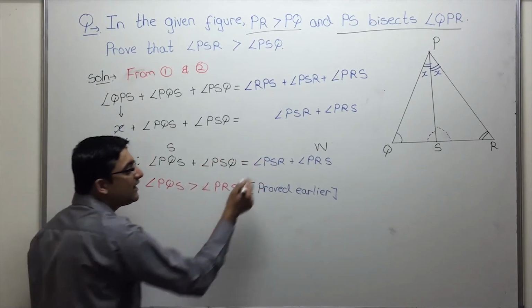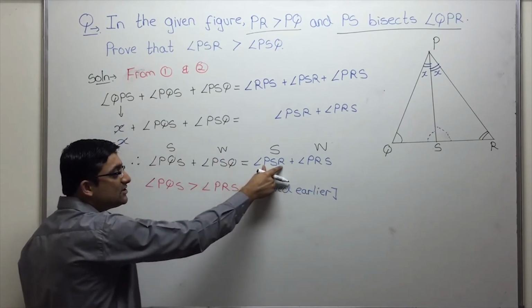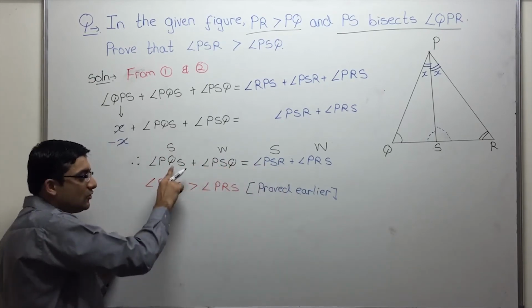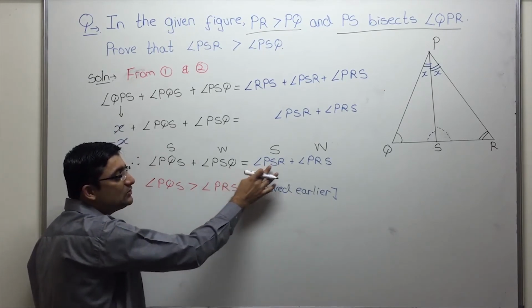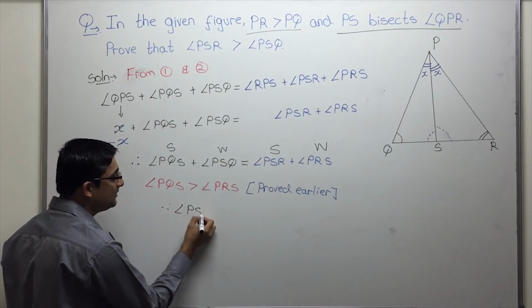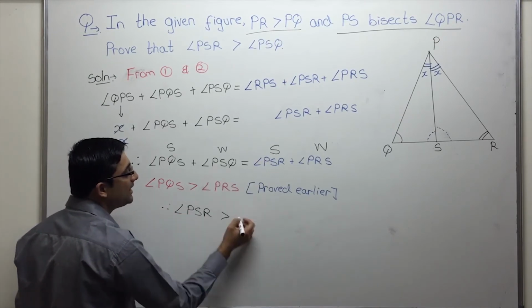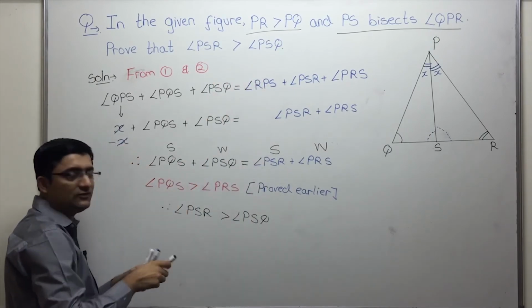For it to be a level fight, this has to be strong and this has to be weak, right? Only if this is strong and this is weak, so now it's balanced. One strong, one weak, one strong, one weak, right? So what do I know about these two? This is stronger. That means, therefore, angle PSR is greater than angle PSQ, right? Which is exactly what we had to prove, so hence proved.